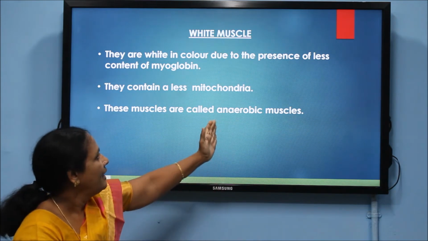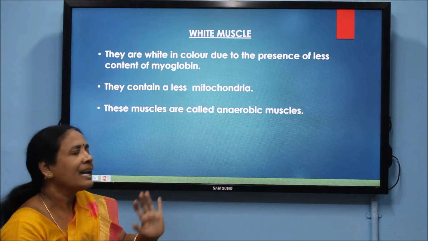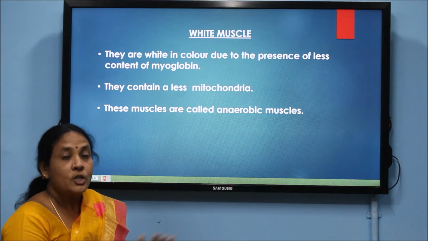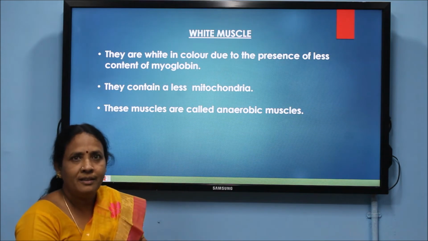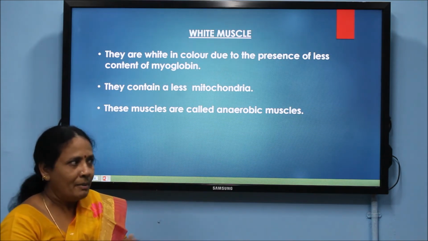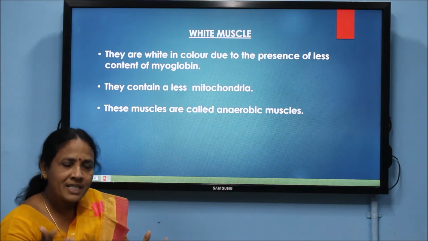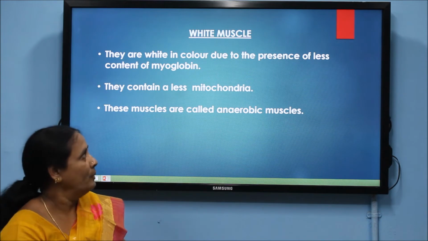Okay, so that is the anaerobic muscle. In this way, the muscles are classified. So what are the things that we have seen? The functions: amoeboid movement, then the ciliary movement, and then the last one is the muscular movement.